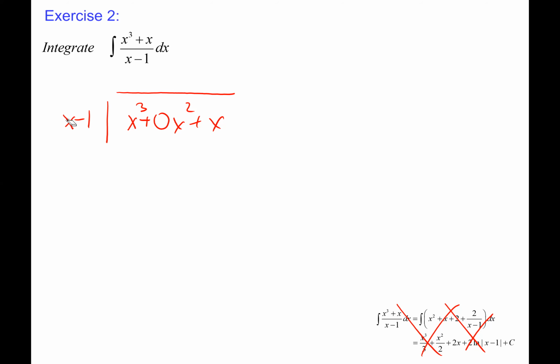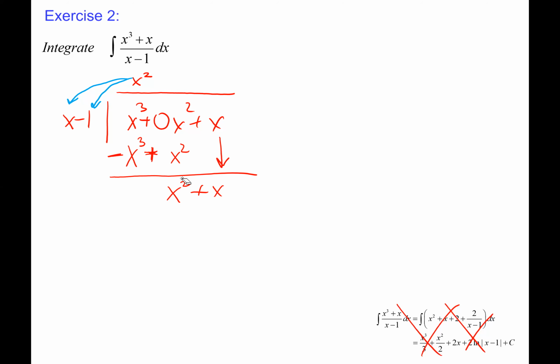X cubed divided by x is x squared. Okay? And then we have to multiply back. I will multiply x squared times x and x squared times -1. X squared times x is x cubed, but I will subtract. X squared times -1 is negative x squared, but I will subtract, so I'm changing the sign. X cubed minus x cubed is gone. 0x squared plus x squared is just 1x squared. And I can drop down this last number, x.